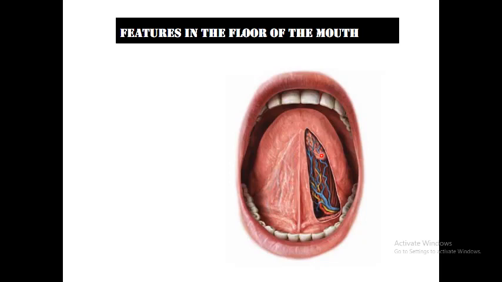So this is the mouth cavity, this is the inferior surface of the tongue, so this is the floor of the mouth cavity. What we have in the floor of the mouth cavity is a fold, this fold, which connects the floor of the mouth to the inferior surface of the tongue, called the frenulum. So it's called the frenulum of the tongue.